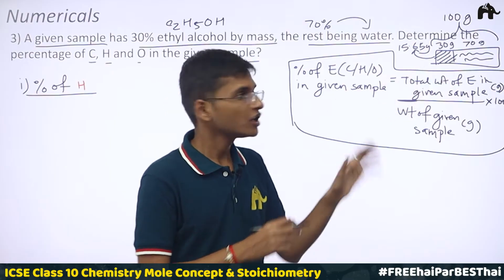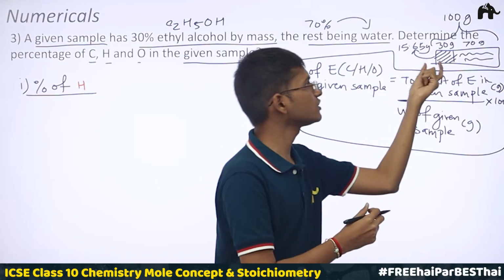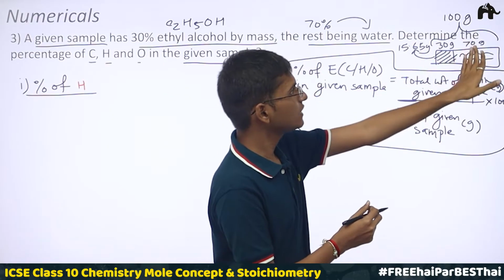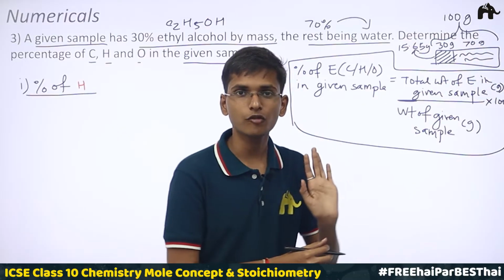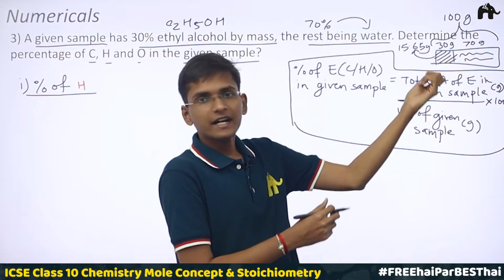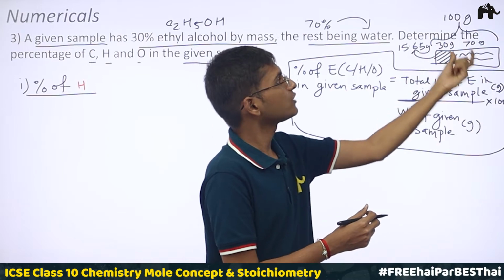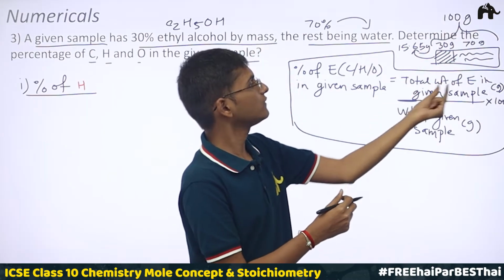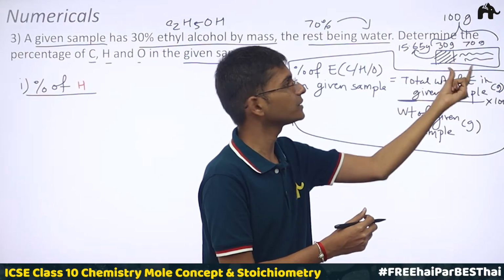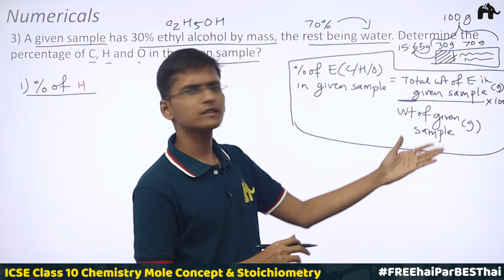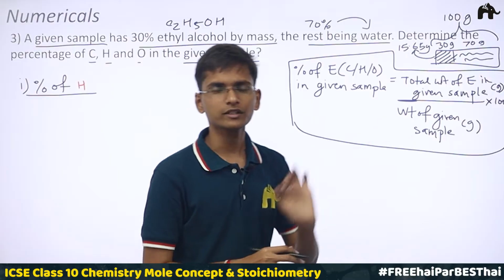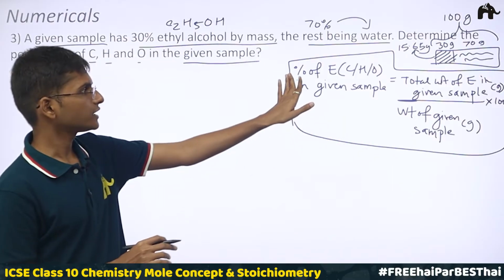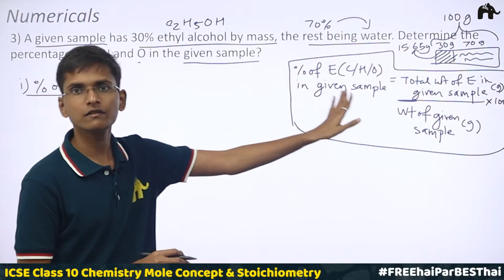H2O, hydrogen is present. So we need to find out how much hydrogen is present in this 30 grams of ethyl alcohol as well as how much hydrogen is present in this 70 grams of water. And then we would add it and then we would get how many grams of hydrogen is present in this 100 grams of sample. Okay. So this means that we would get the total weight of hydrogen in the given sample. Clear? Then we know the weight of the sample and then we can calculate by putting the values and solve and get the percentage of hydrogen in the given sample.